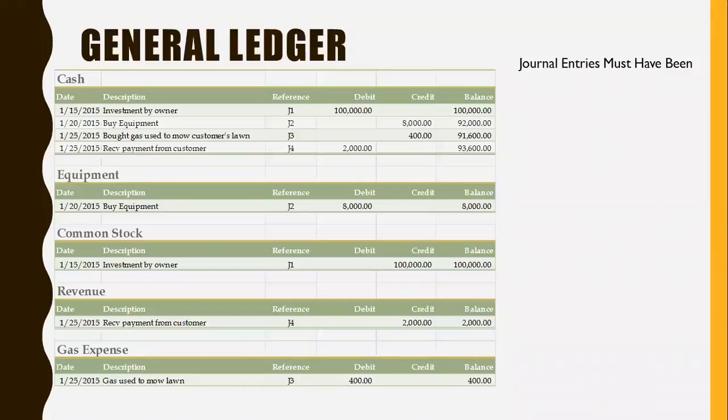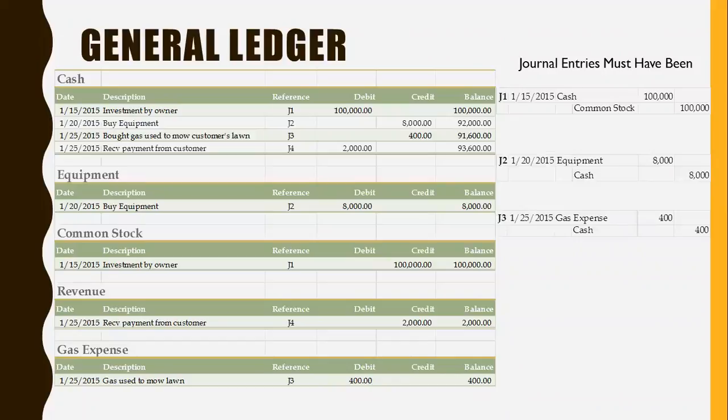By looking at the general ledger, you should be able to determine what the journal entries must have been. So if you want to pause this for a little bit and jot those down, that would be fine. Otherwise, we're going to run through them very quickly. So if you follow the J1s, notice we debited cash, we credited common stock. So we must have sold some stock. J2, there's a debit to equipment and a credit to cash. So we bought some equipment for cash.